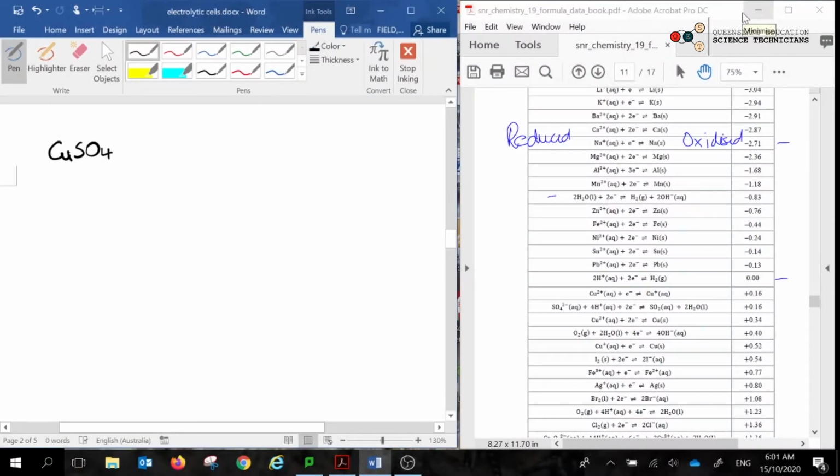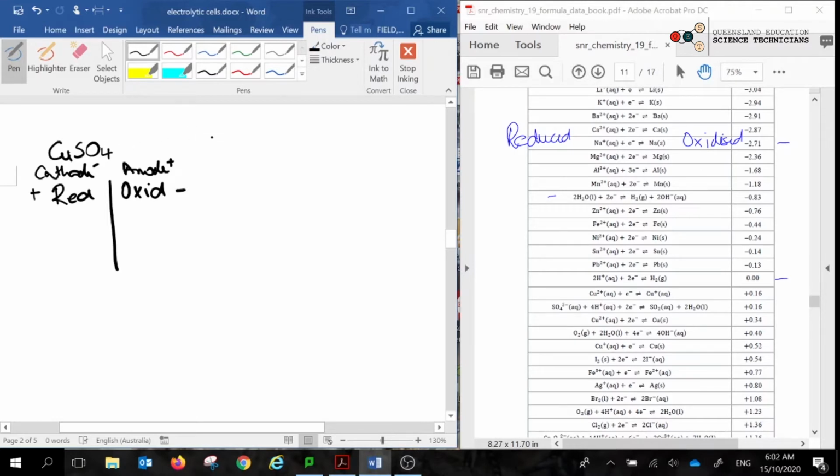So let's look at dilute and concentrated copper sulfate solutions. Let's set up our reduction and oxidation table. Remember, reduction occurs at the cathode. It's negatively charged, so we're going to look for our positively charged ions. And at the anode, it's positively charged, so we're going to look for our negatively charged ions.